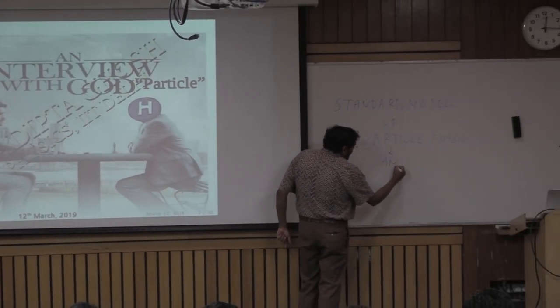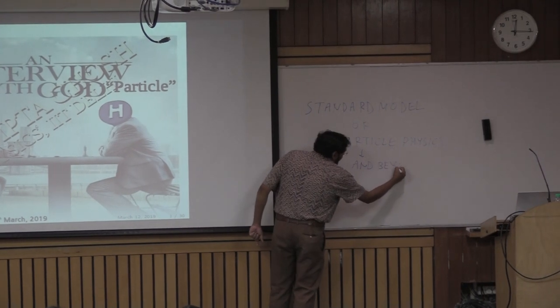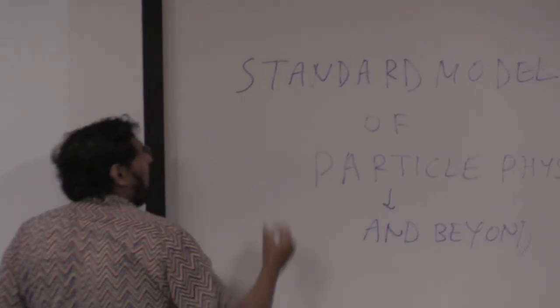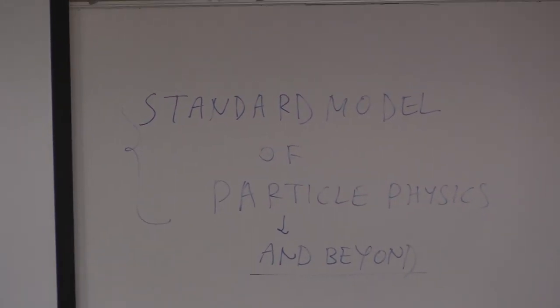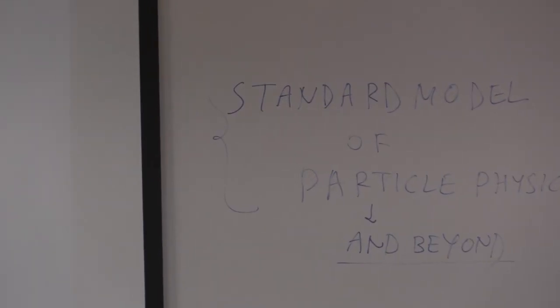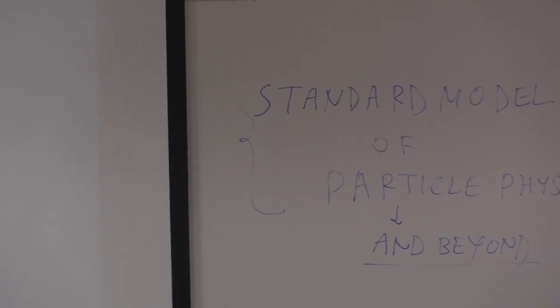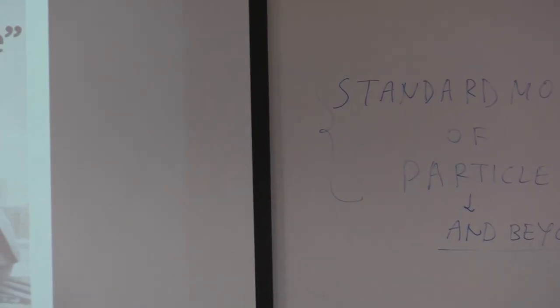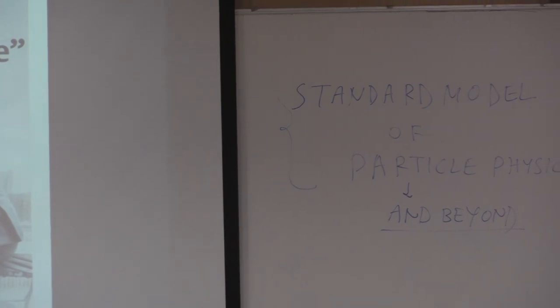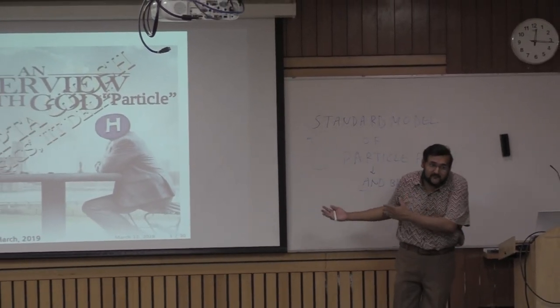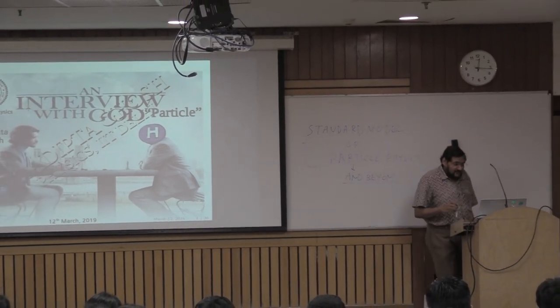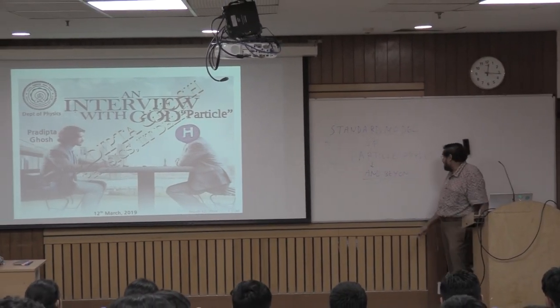And so first we will motivate these things, and then we will say that there exist certain limitations for the standard model of particle physics, and because of these limitations you really need to move forward. And there exists a bunch of theories, and still we are looking for some experimental verification of those new models. So what is the standard model of particle physics?